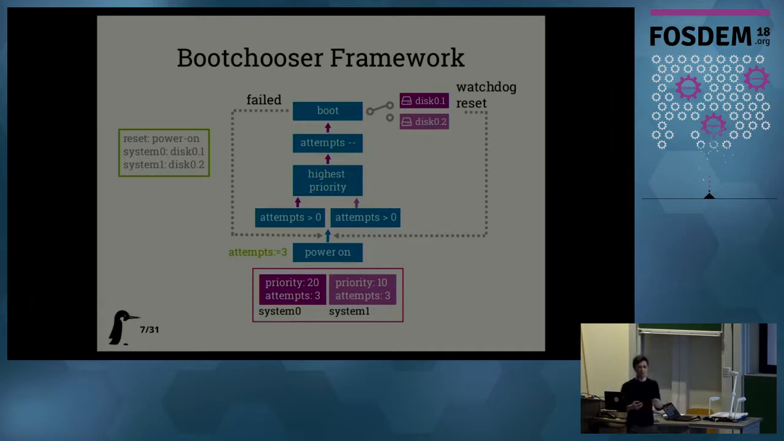And if the attempts counter for one of these boot targets reaches zero, then we switch to the other one. The normal case would be we decrease the attempts counter, then boot to our running system. And if we are sure that we've booted successfully, then we reset the remaining attempts counter to its default value. So this is basically what the framework provides, with some configuration. For example, if you power on the system, we want the remaining attempts counter for all targets to be reset to their default values, so that we can recover our targets by switching the power off and on.